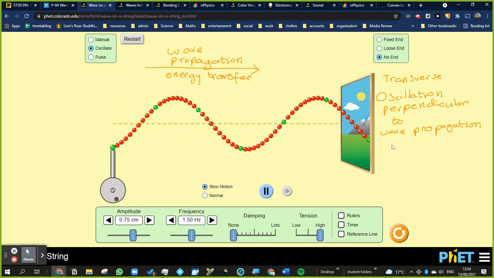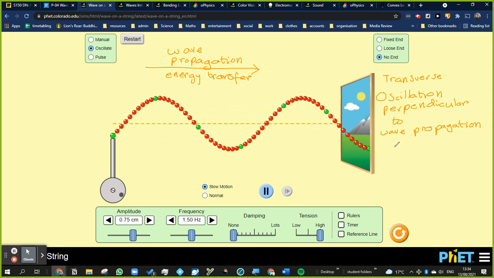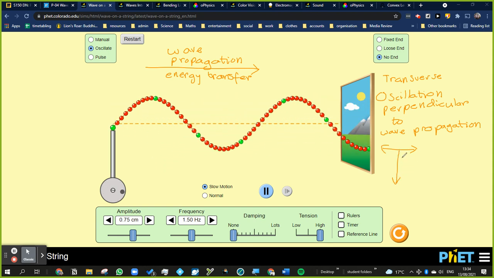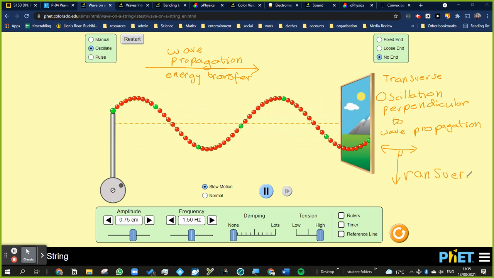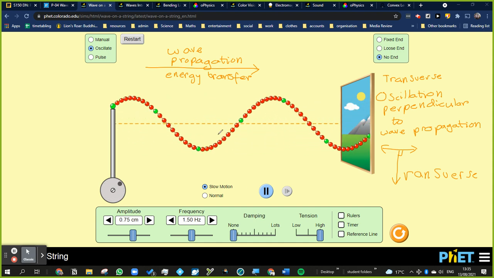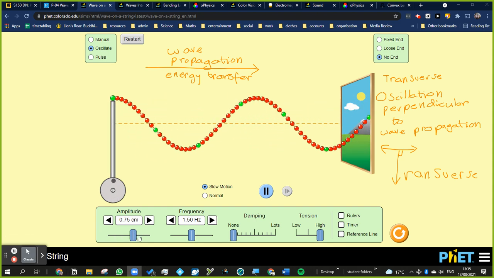Now, a good way to remember transverse is to draw the arrow there. We can say that's the oscillation, and then that's perpendicular. So that's the wave propagation. That is obviously a right angle, but it looks like a T, so you can write transverse. But you remembered it anyway, so you probably won't need that way of doing it. Now, if I were to change the amplitude, it looks like we can turn the amplitude up and down. How might this look different on the simulation?